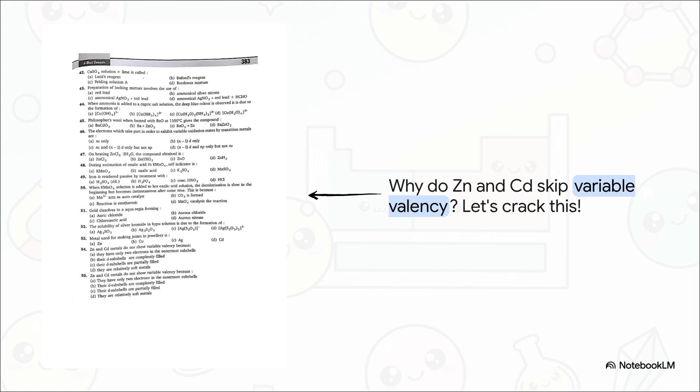We see these elements sitting right there in the D block, and we expect them to act like all their neighbors. But they just don't. Well, today we're going to crack exactly why that happens.